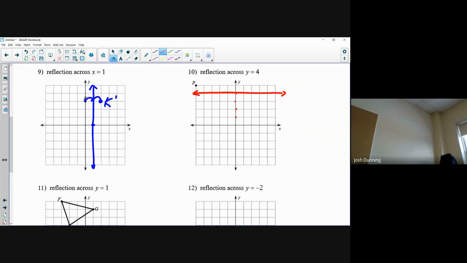Y equals 4. There it is. Horizontal line, 4 up. That's my mirror. So now I go down 1 to the mirror, go down another one. There's P prime.